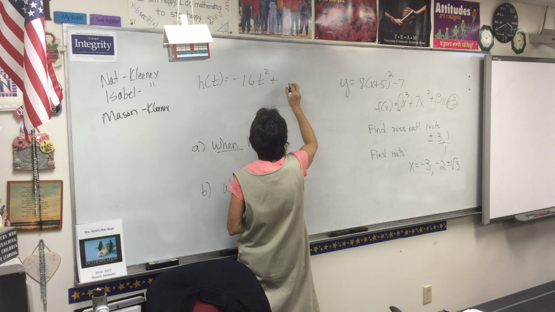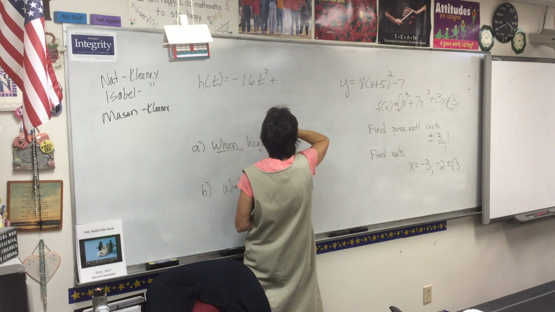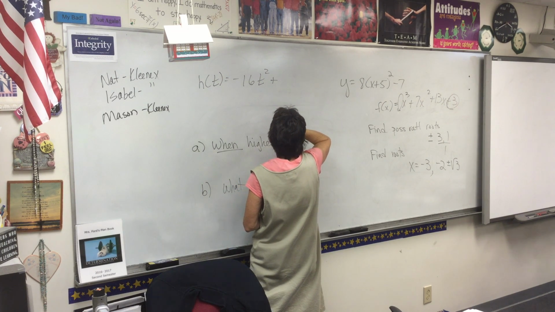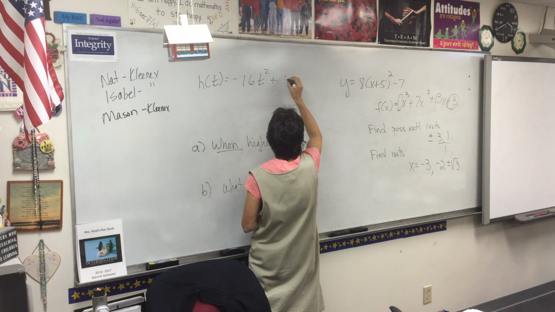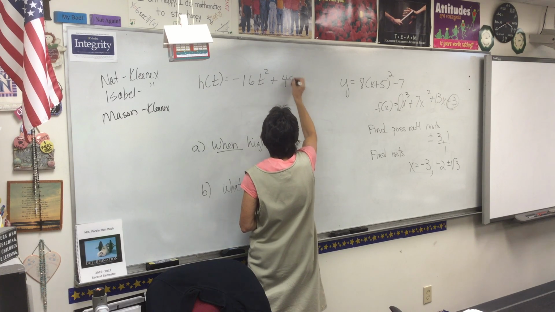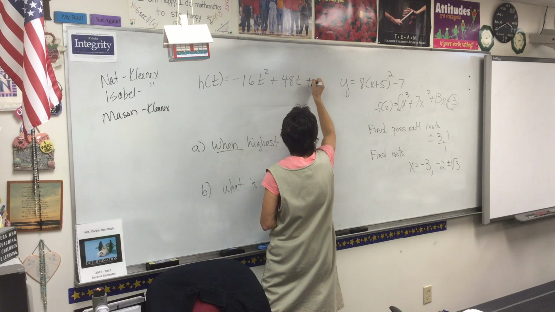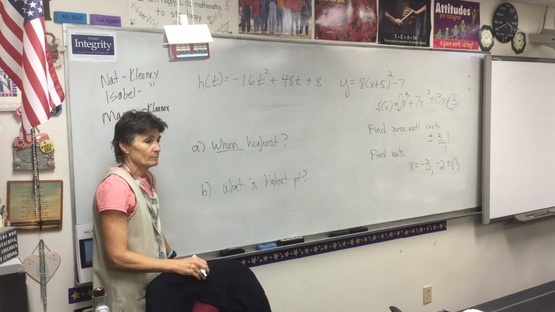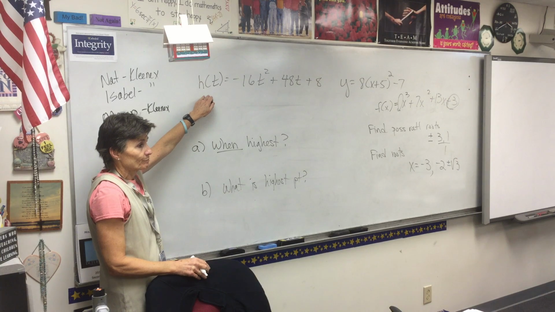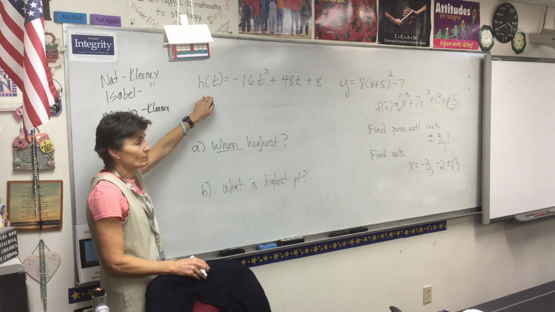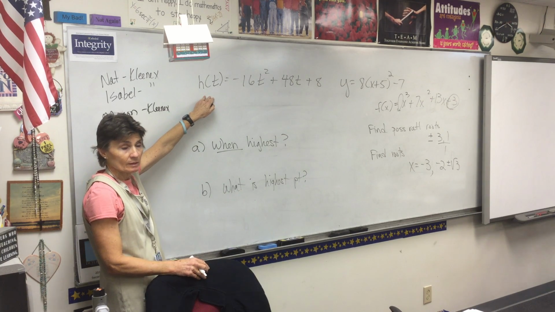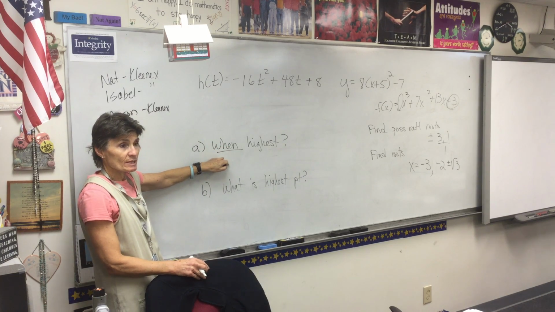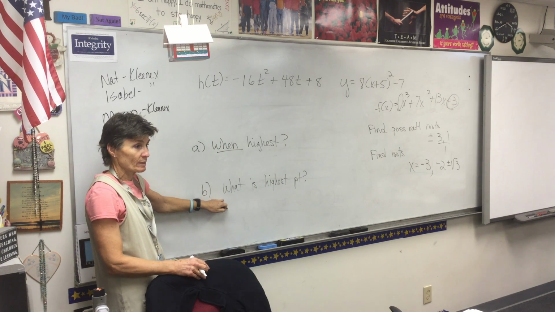Actually, let's, isn't it minus 32? No, I'm going to put a different number in here. All right, so here we go. The height of a ball above the ground is given by this equation. We want to know when it's going to get to its highest point and what that highest point is going to be.